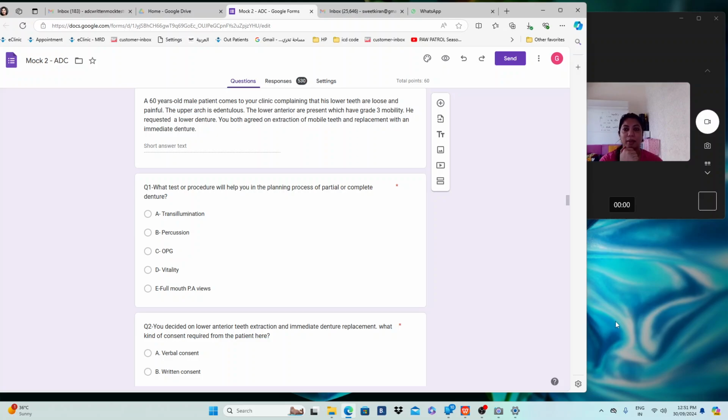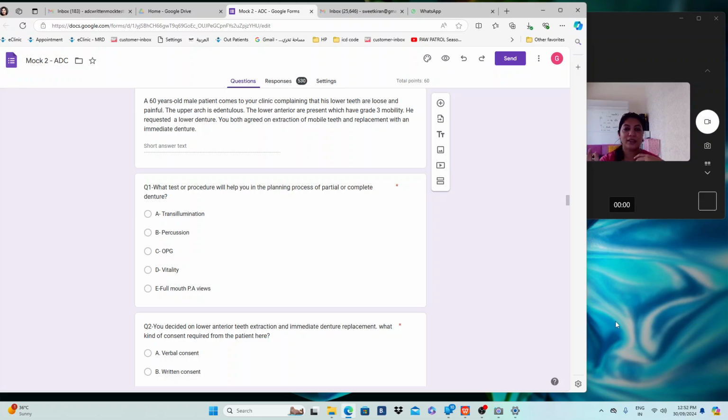So let's get back to this question. What test or procedure will help you in the planning process of a partial or complete denture for this patient? Whenever a patient comes to you and says, I want a denture or I want a full complete denture, what is the first thing that you do? You always take an OPG. Why? Because in the mouth, it's edentulous. Even if the patient had, say, 4 anterior teeth or 4 posterior teeth and the rest are edentulous areas, because there are no teeth, you really don't know what is happening in the bone.